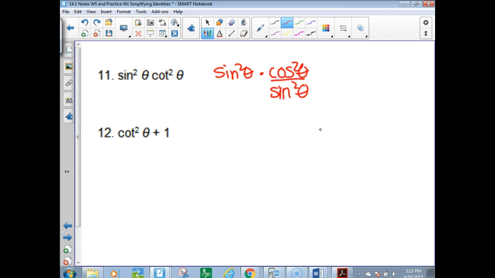Okay, and now the cosine squareds cancel, and you get cosine squared theta. Did I say something wrong? I said cosine squareds. Oopsie. The sine squareds cancel, and you are ending up with cosine squared.